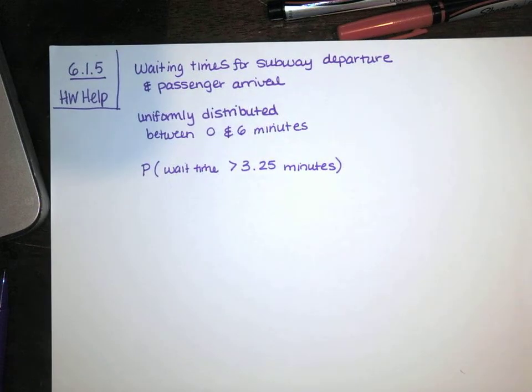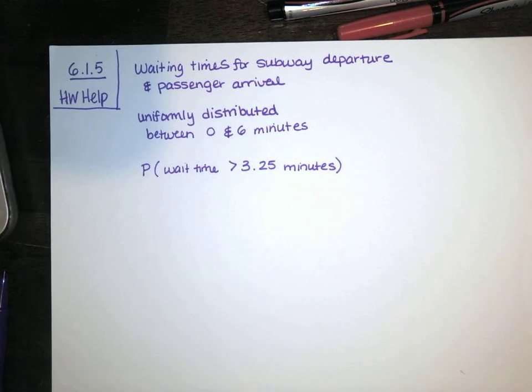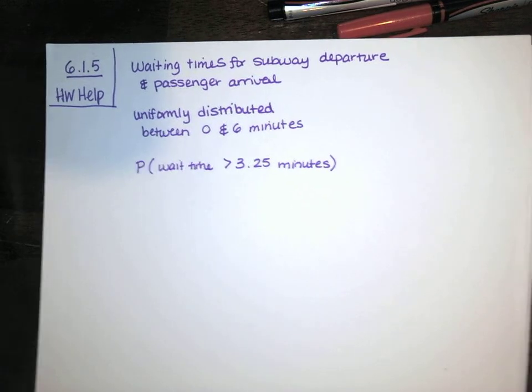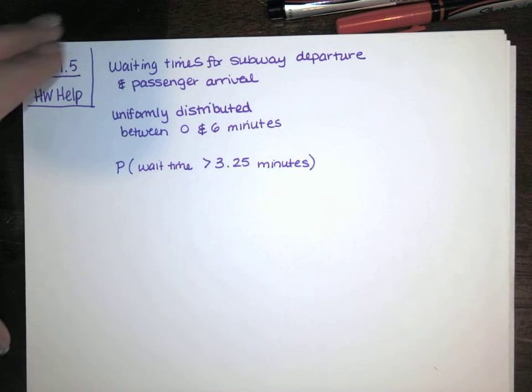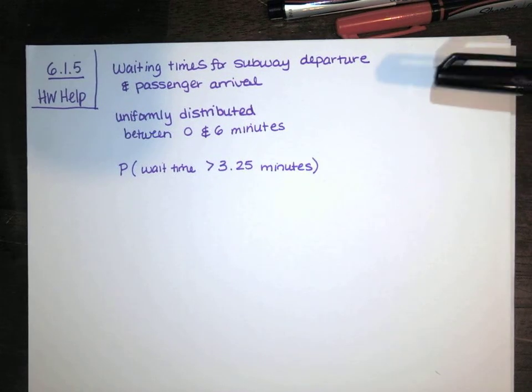In this video, I am working a problem from the homework. It's from Chapter 6, Section 1, and it's problem ID number 6.1.5. It's asking about a probability given a uniform distribution. I haven't written down the entire problem statement, but I wrote down everything that sounded most important to me when I read the problem statement.